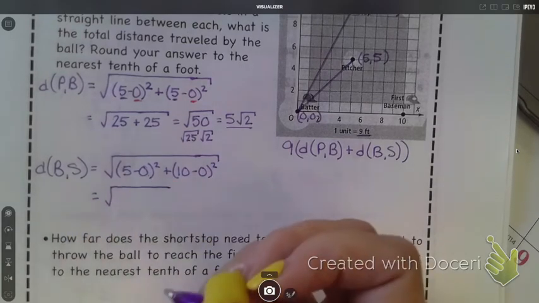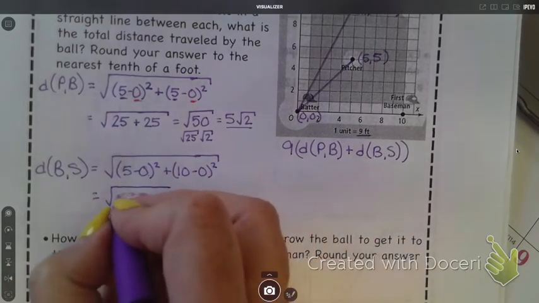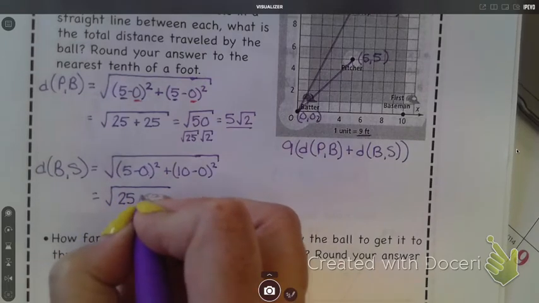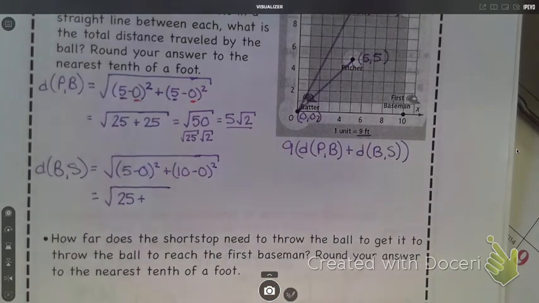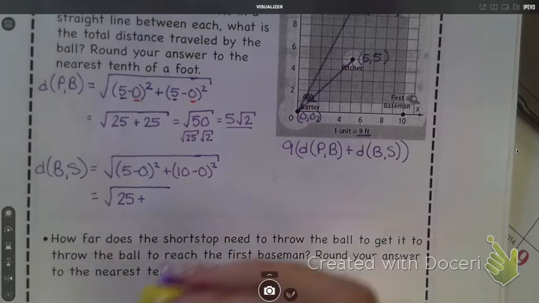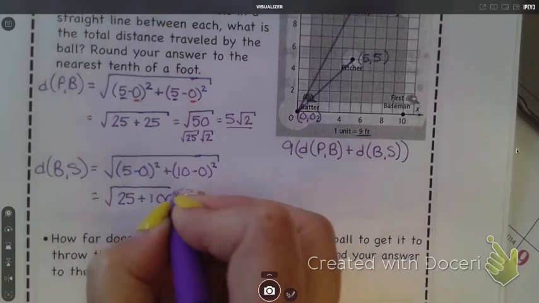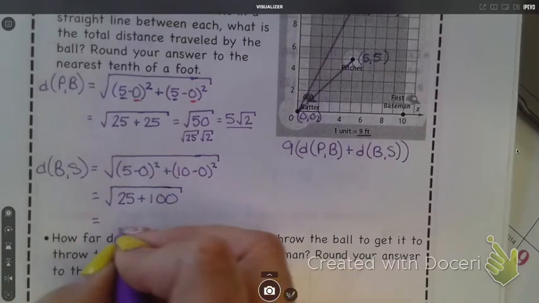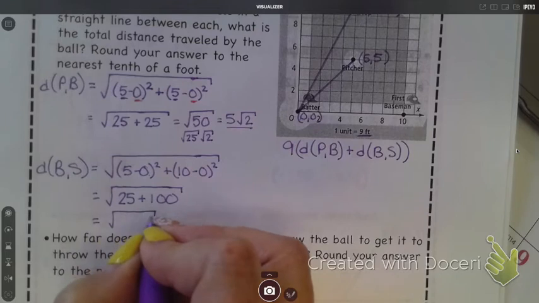5 squared is what? 25. Plus 10 squared, what'd you say, Cal? 100. So I have the square root of 125, yes?